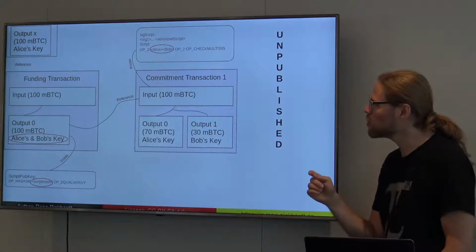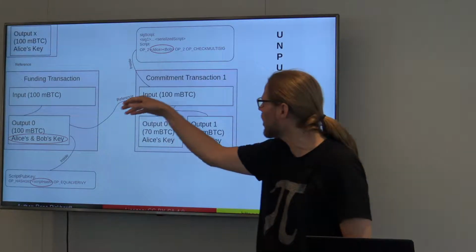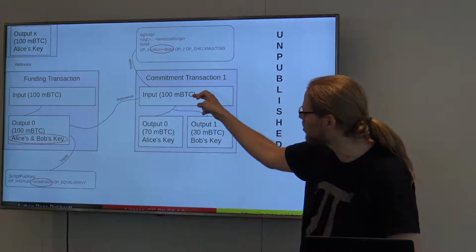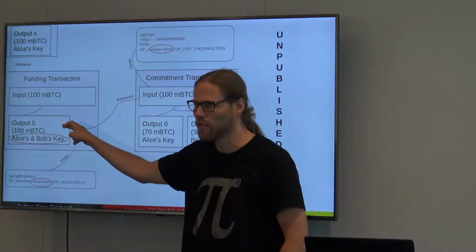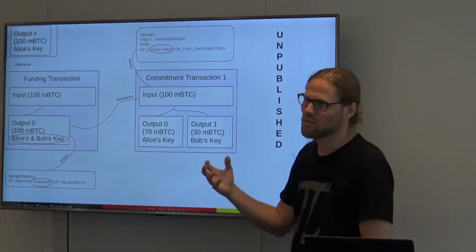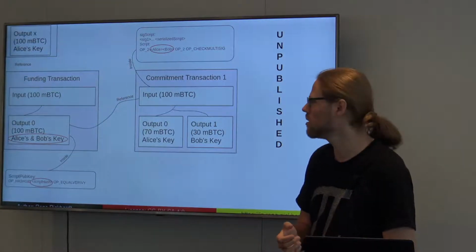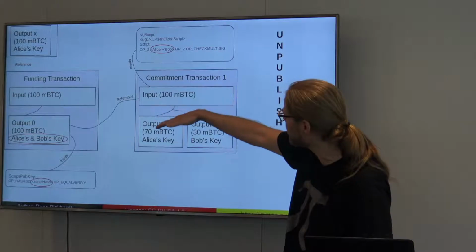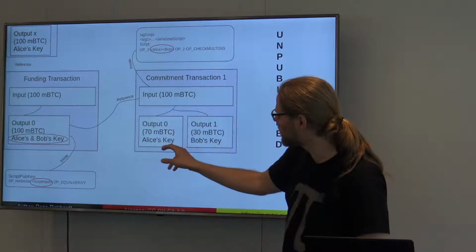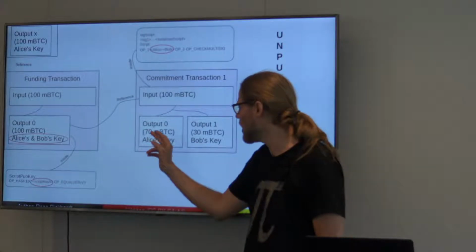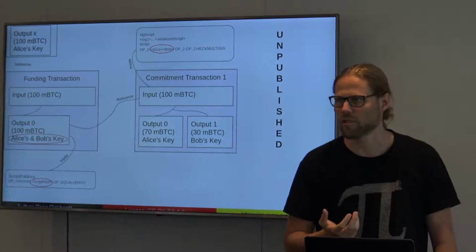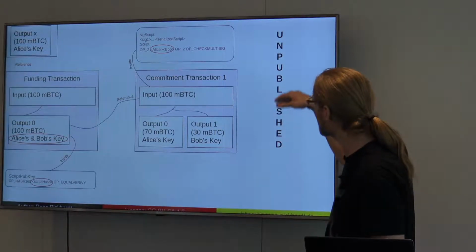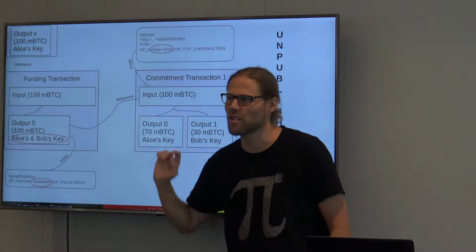So what we do then, when we have this funding transaction, is create a so-called commitment transaction. The commitment transaction also has an input, which refers to the output of the funding transaction. And maybe Alice, when she was creating the channel, was already saying, well, Bob should already have some money. So she decides that the commitment transaction has two outputs. 70 millibitcoin go to Alice and 30 millibitcoin go to Bob. Right? And here I wrote it last time, that these transactions are all unpublished at this point.